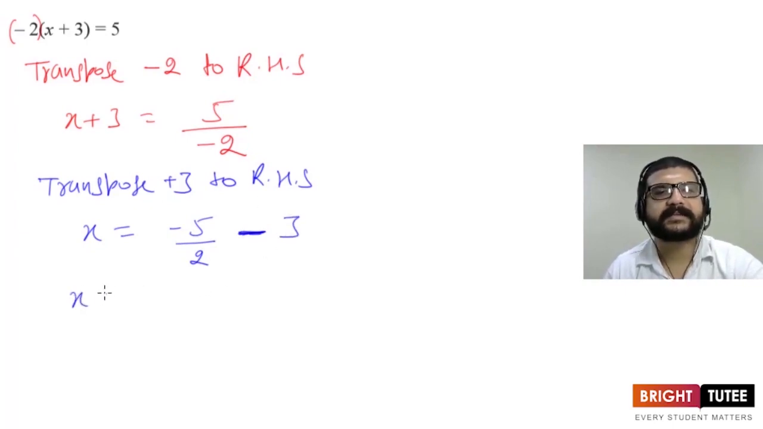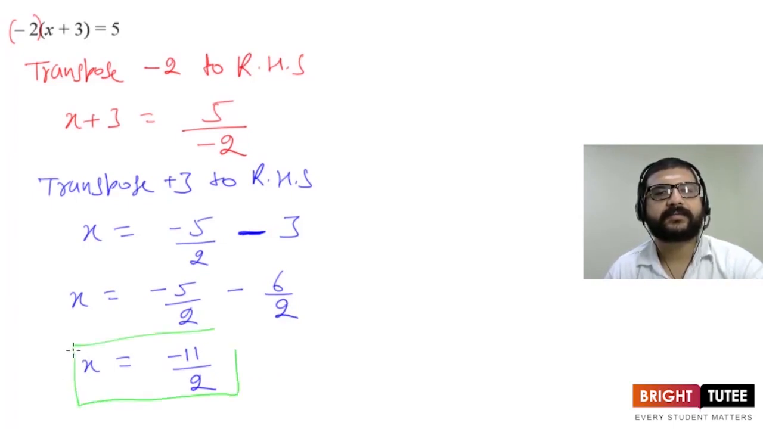Now let's simplify this. We will get x is equal to minus 5 upon 2 minus 3 upon 2. Minus 3 can be written as minus 6 upon 2. So by simplifying this further, we will get x as minus 11 upon 2. So the value of x is minus 11 upon 2.